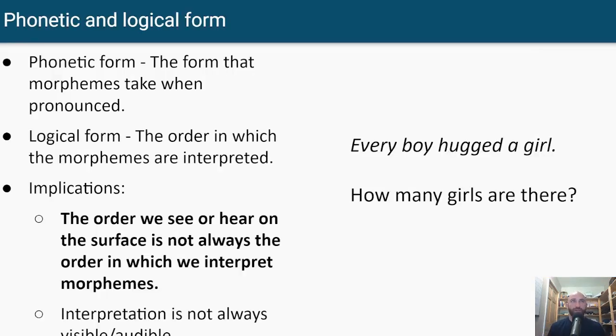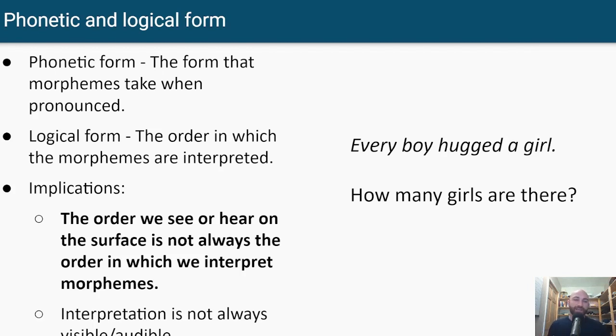Just a quick definition. Phonetic form is the form that morphemes take when pronounced, and logical form is the order in which the morphemes are interpreted. So this basic distinction has really driven a lot of syntax. This is very similar to what used to be called surface structure and deep structure. For example, deep structure being closer to logical form, surface structure being closer to phonetic form. Phonetic form and logical form are the terms that are used today.